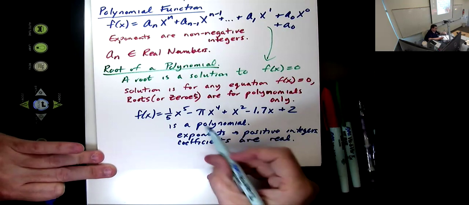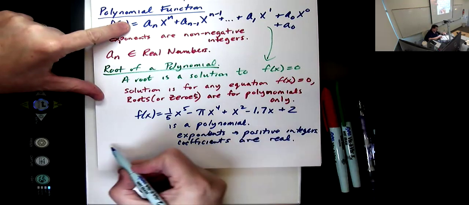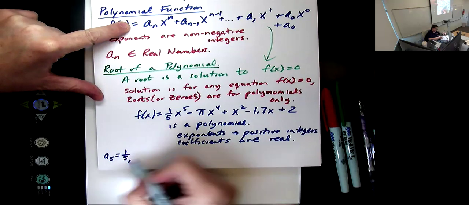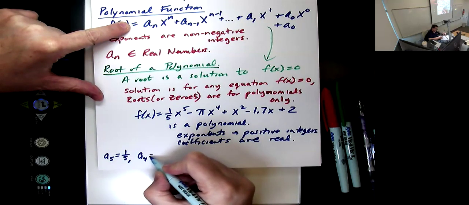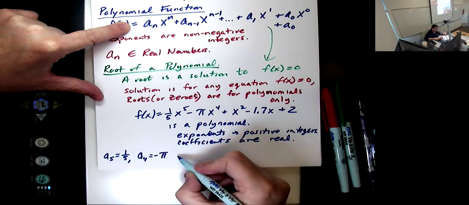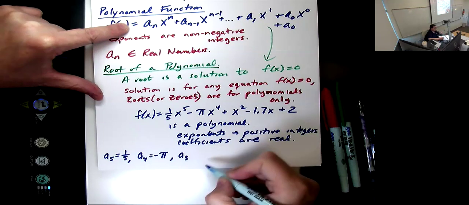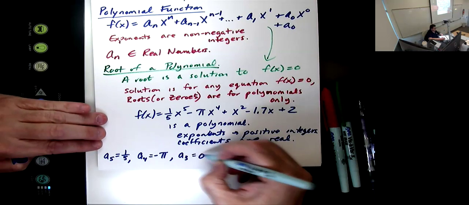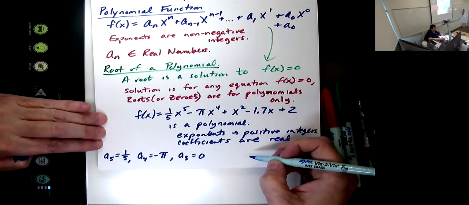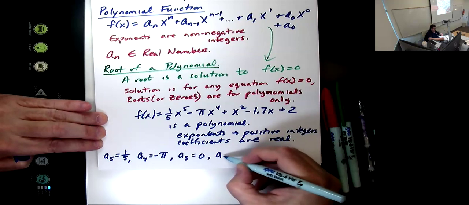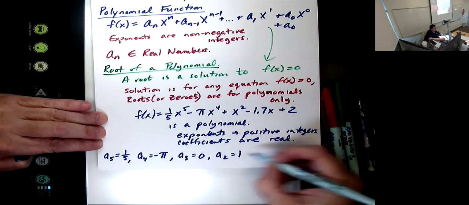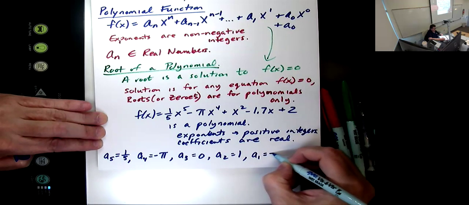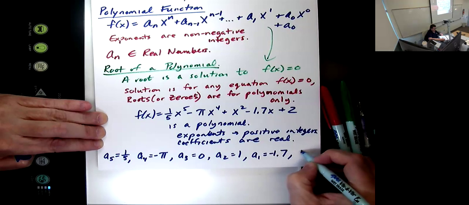So if I were to line this up here, I could say a sub 5 equals 1/5. A sub 4 equals negative pi. A sub 3, there is no x cubed, so that's like having a 0x cubed. A sub 2 is 1 because there's no coefficient listed. A sub 1 is negative 1.7. And a sub 0 is 2.